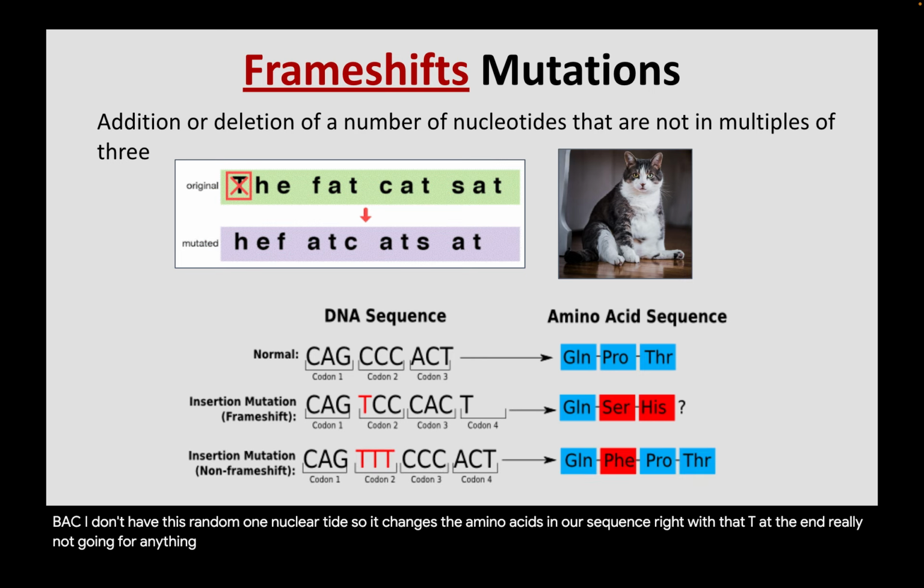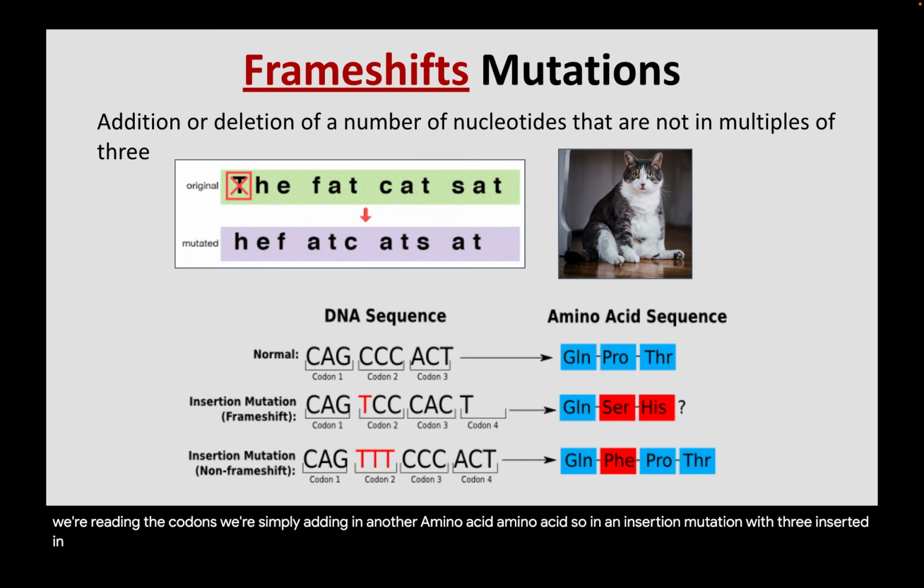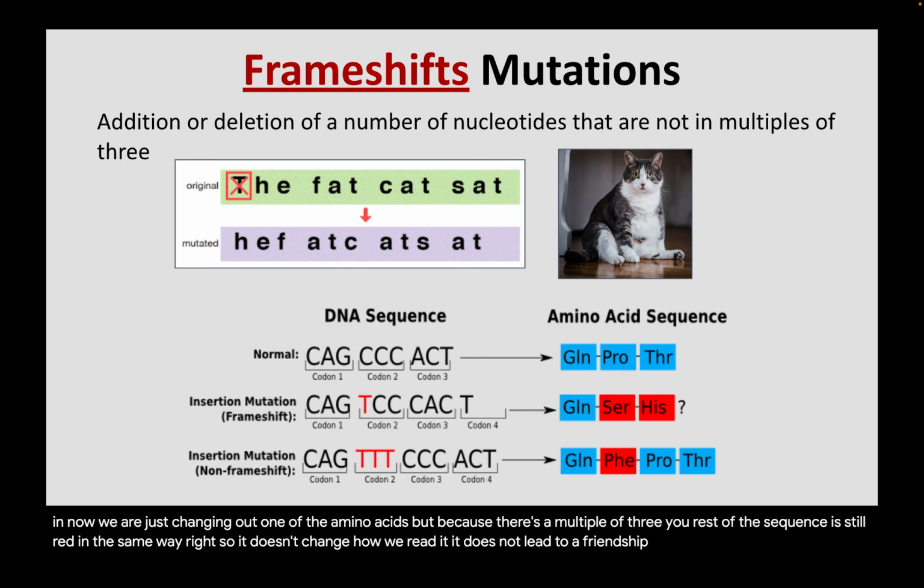This is different though if we add in a group of 3. If we add in a group of 3, we actually don't change how we're reading the codons. We're simply adding in another amino acid or taking out an amino acid. So in an insertion mutation with 3 inserted in, now we are just changing out one of the amino acids, but because there's a multiple of 3, the rest of the sequence is still read in the same way. So it doesn't change how we read it. It does not lead to a frame shift mutation, even though it is still an insertion mutation.